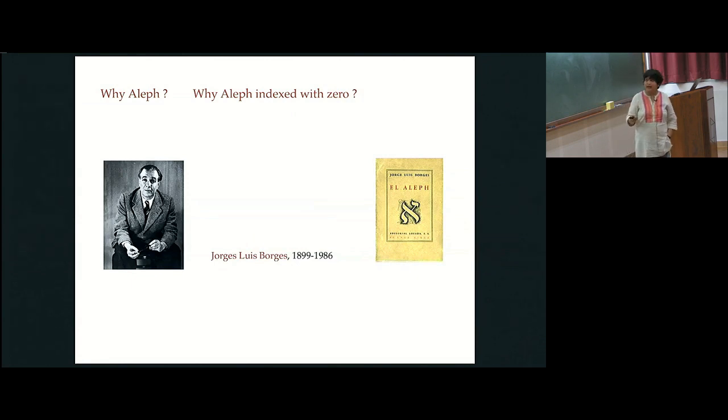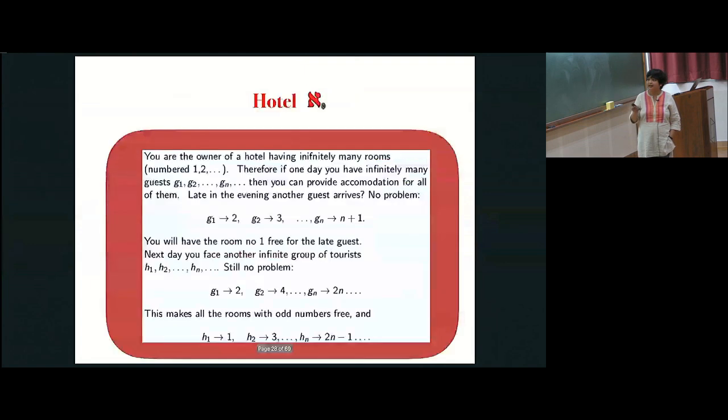Okay, coming back from this digression, let's consider Hilbert's Hotel. Consider that you are the owner of a hotel having infinitely many rooms. And then one day you have infinitely many guests. No problem. You can put them there. Then one more guest comes in. What do you do? No problem. You just shift G1 to 2, G2 to 3, Gn to n plus 1 and so on. And you can put the first guest there.